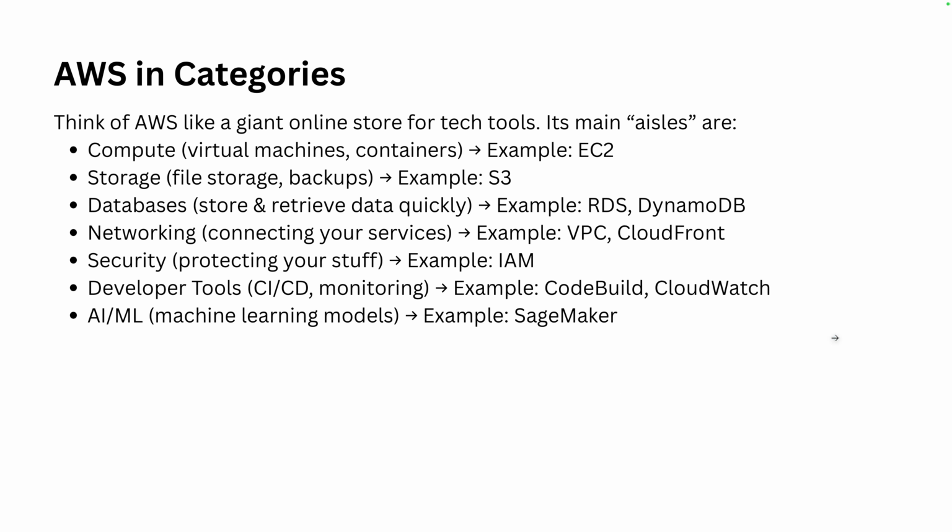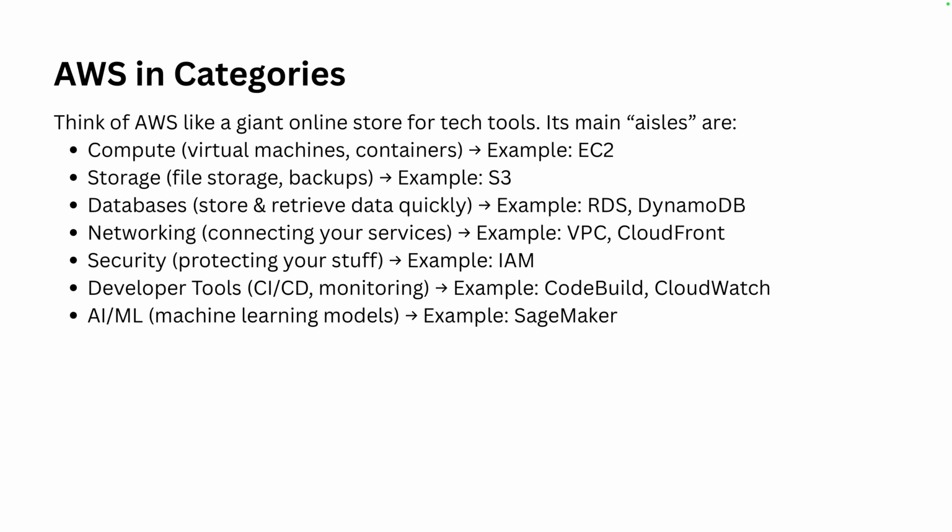Now let's categorize AWS. Think of AWS like a giant online store for tech tools. Its main aisles are compute, which is for virtual machines, containers, and the service for this is EC2. Then we have storage for file storage, backups, and the service is S3. Then we have databases, which is to store and retrieve data quickly. And then we have services like RDS, DynamoDB, etc. For networking, you have services like VPC, CloudFront.